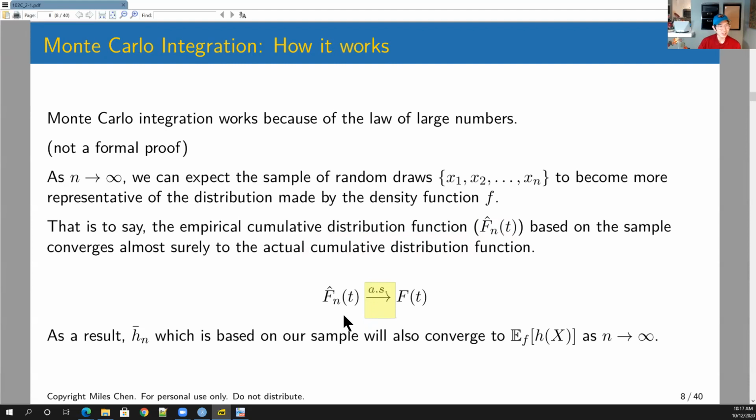Okay. I don't know. Have you guys learned about modes of convergence? Was that covered in any of your classes? Maybe, maybe not. Okay. If you go to grad school for statistics, you will certainly have to, at some point, talk about modes of convergence.